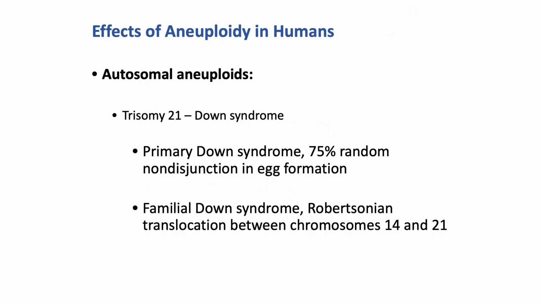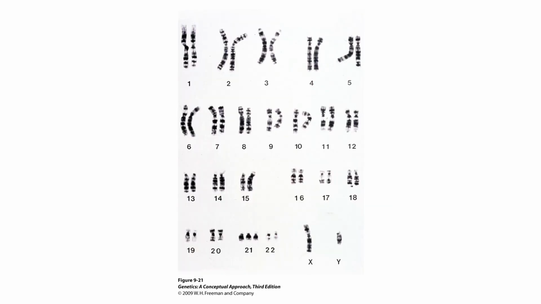Aneuploidy in the autosomes can also lead to diseases. For example, trisomy of chromosome 21 in humans leads to a condition called Down syndrome. Primary Down syndrome, about 75% of cases, is where random non-disjunction happens during egg formation, whereas familial Down syndrome is where Robertsonian translocation happens between chromosomes 14 and 21. Primary Down syndrome is caused by the presence of 3 copies of chromosome 21. This is a karyotype of a person who has primary Down syndrome, and you can see that all the other chromosomes are normal, whereas you can see 3 copies of chromosome 21.